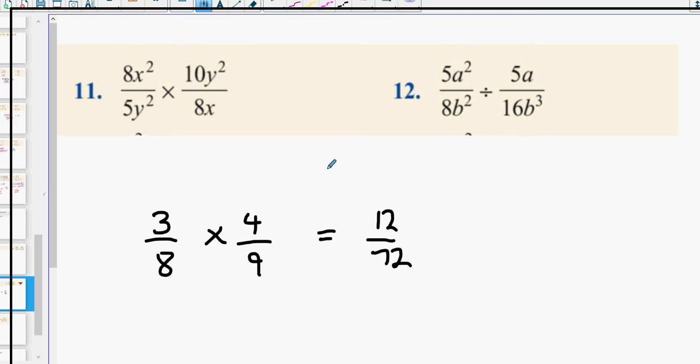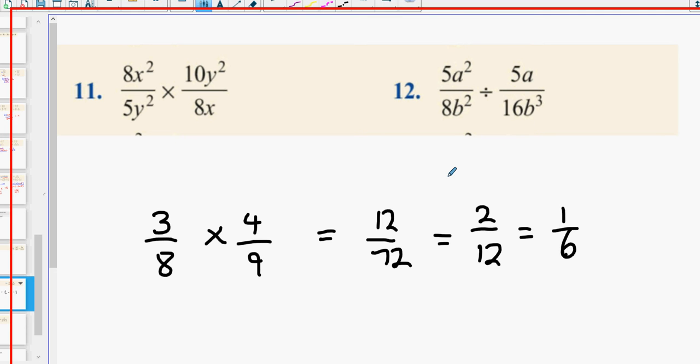Is there any number that will divide into 12 and 72? 6. Let's do 6 first, if you want. 12 divided by 6? 2. 72 divided by 6? 12. So I'm finding 2 over 12, 1 over 6. Now, that's a real first year way of doing it, if you don't mind me saying.